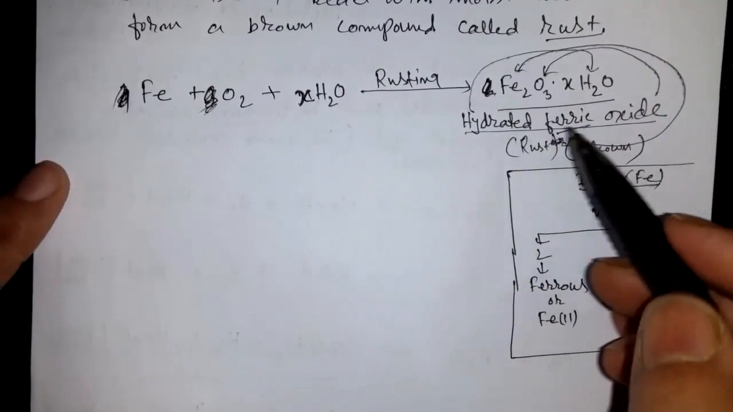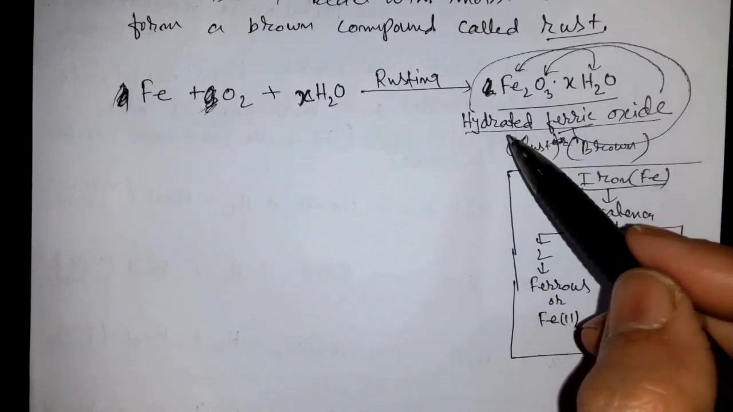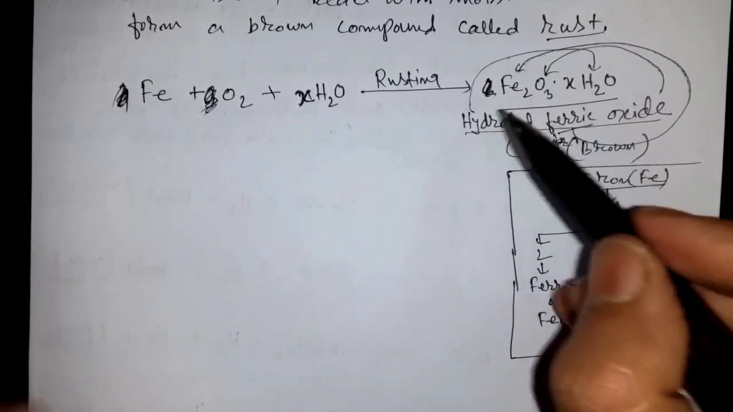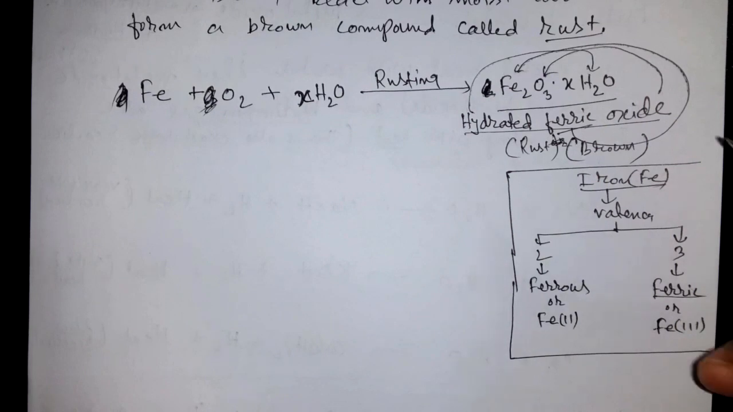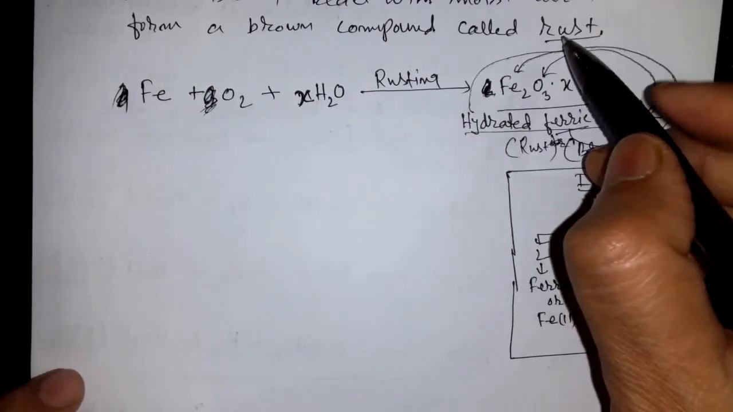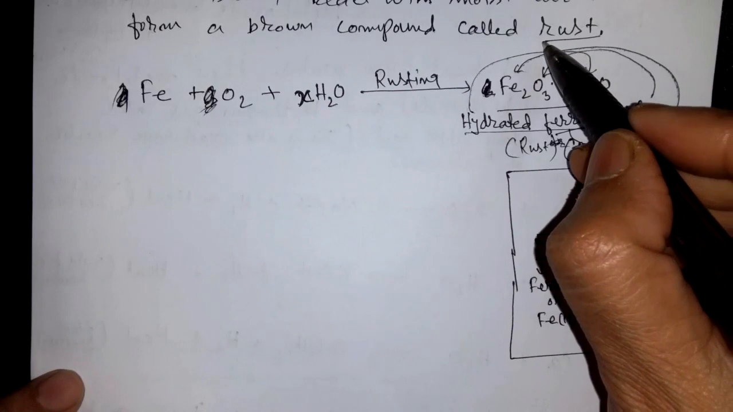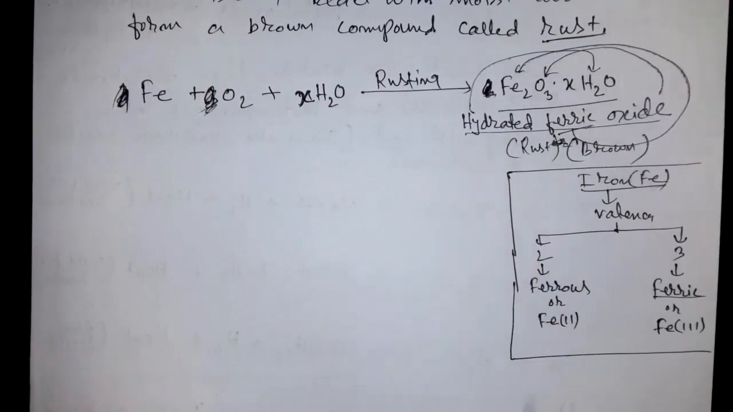Okay, so this is for knowledge. The chemical name of rust, or the chemical formula of rust, is not mentioned in our textbook. So you have to just remember that when iron undergoes rusting, that is corrosion, it produces a brown substance which is called rust.